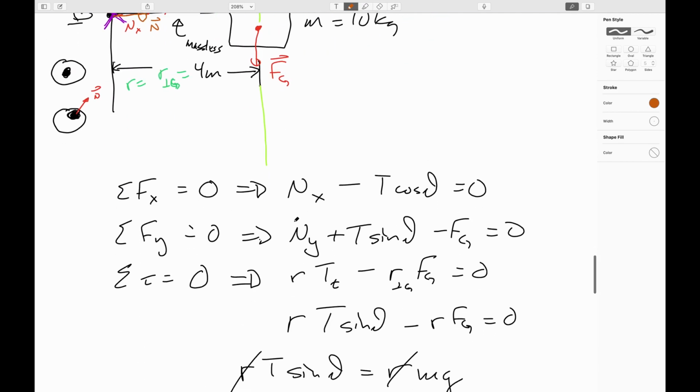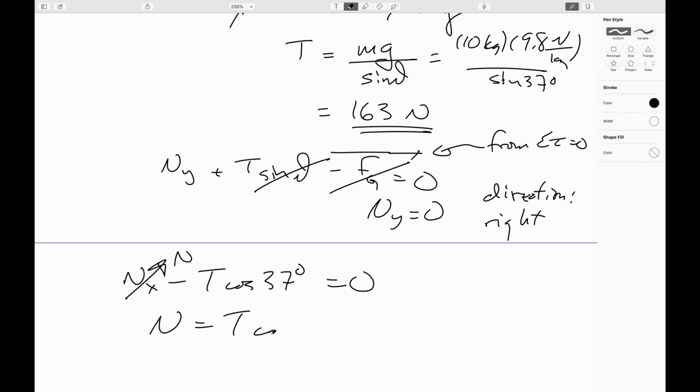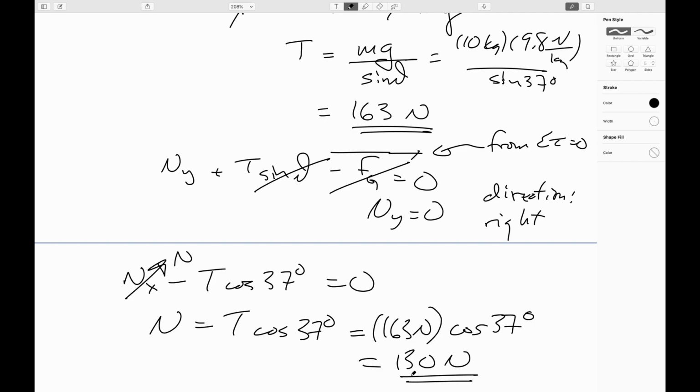So we can revisit our x equation of motion, which said that the x component of the normal force minus T cosine 37 degrees equals 0. And we just worked out that the x component of the normal force is the entire normal force. So the normal force is equal to T cosine 37 degrees. That's 163 newtons from the first part times the cosine of 37 degrees, which gives us 130 newtons. Cool.